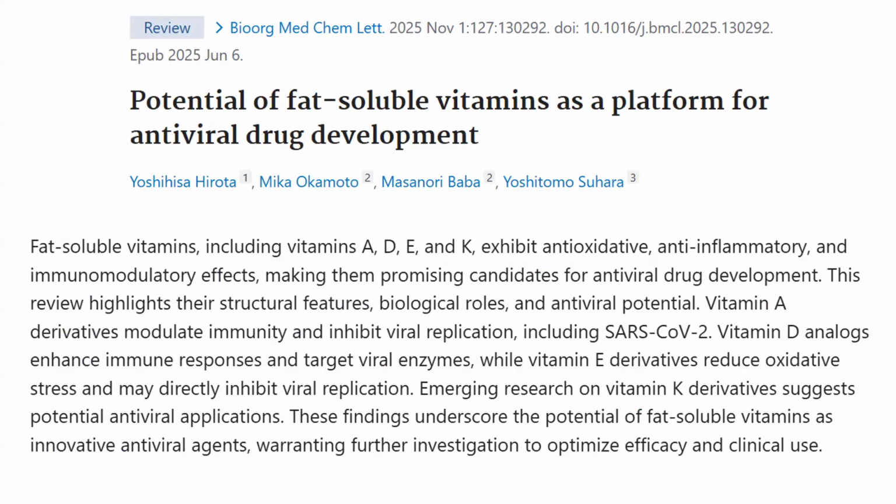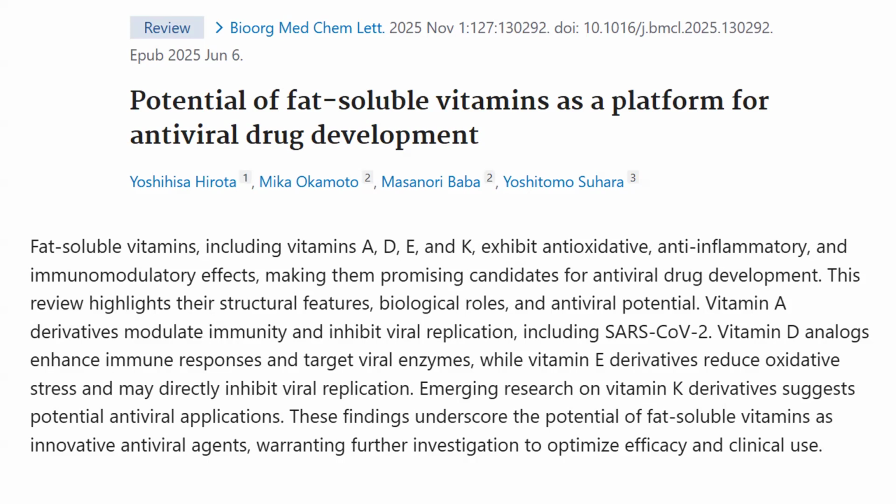So this is an article published in 2025: Potential of fat soluble vitamins as a platform for antiviral drug development. The fat soluble vitamins, including vitamin A, D, E, and K, exhibit antioxidative, anti-inflammatory, and immunomodulatory effects. All of these qualities make them promising candidates for antiviral drug development. This review highlights their structural features, biological roles, and antiviral potential.